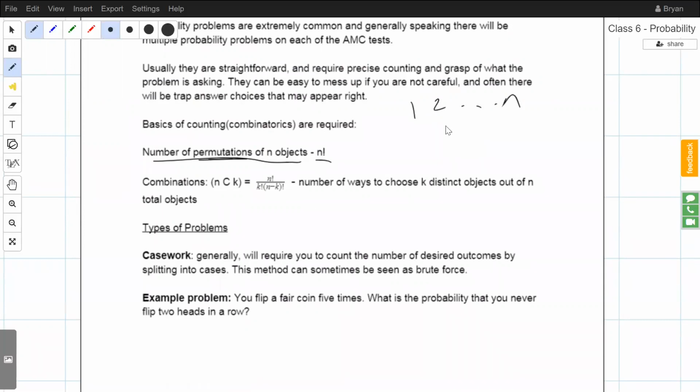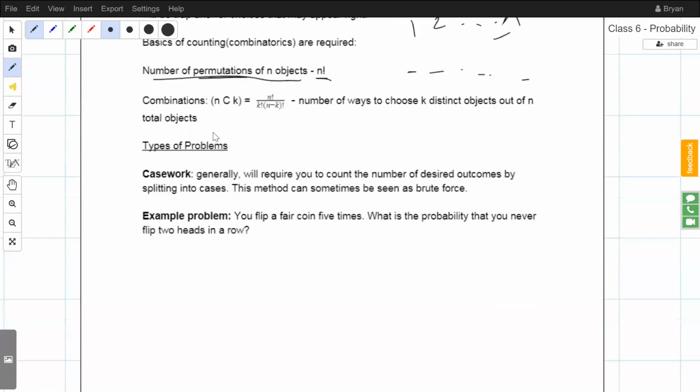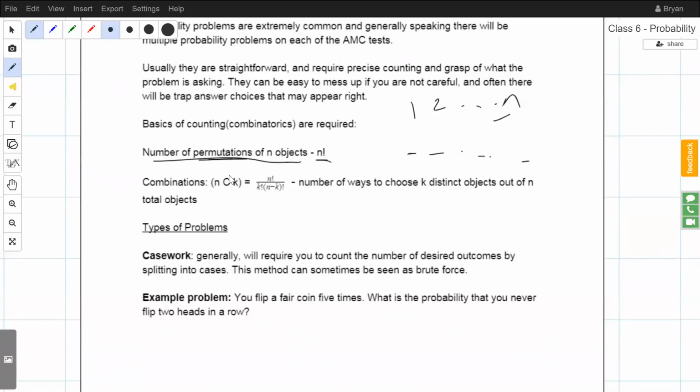This is intuitive because you can think of the first slot as having n numbers you can choose from, and the second one will have n minus 1 numbers, and so on until you're left with 1. The other concept is combinations, usually written as n choose k, where n has to be greater than or equal to k. If n is less than k, then it's equal to 0. This refers to the number of ways to choose k objects out of n total objects.